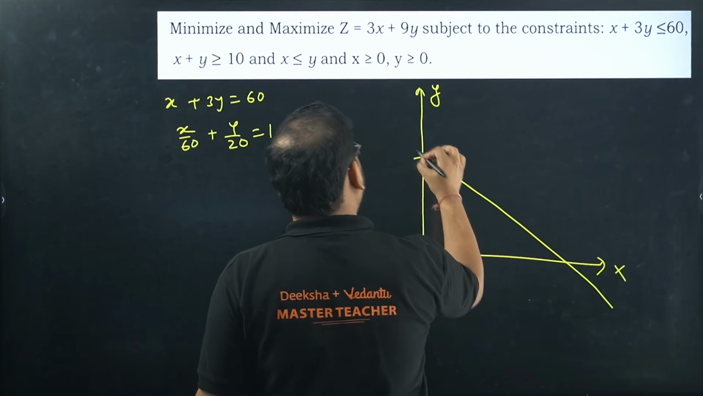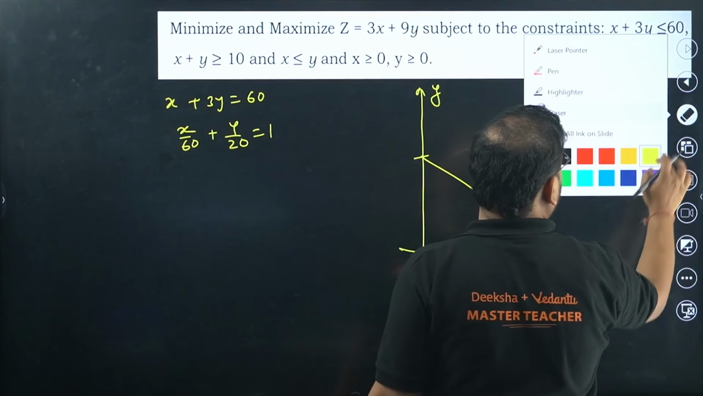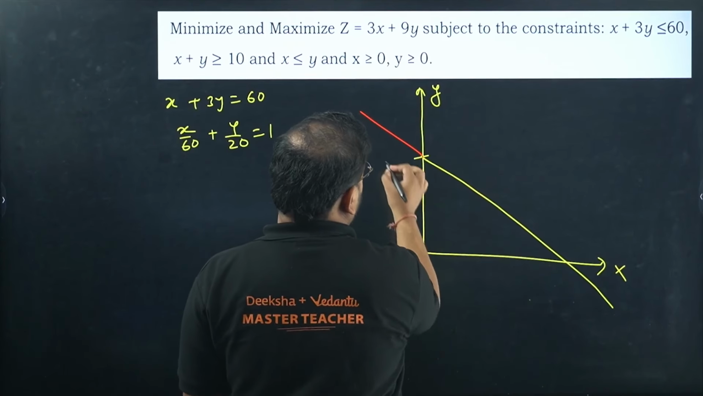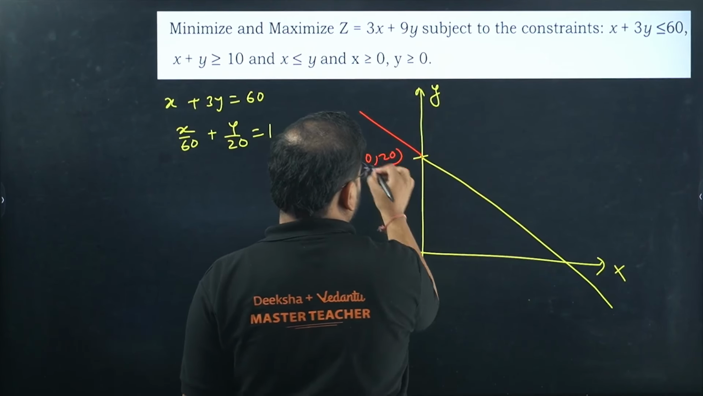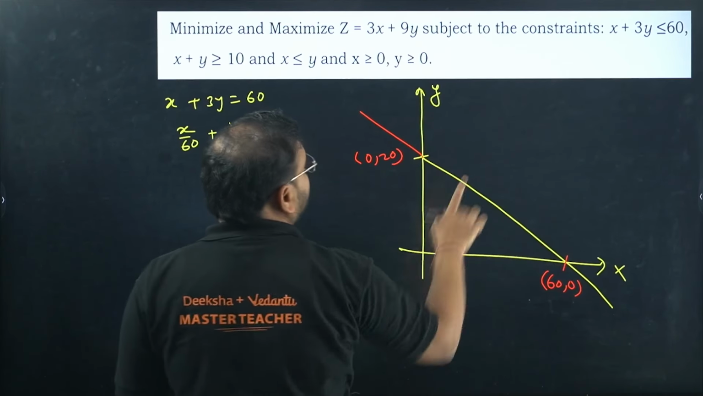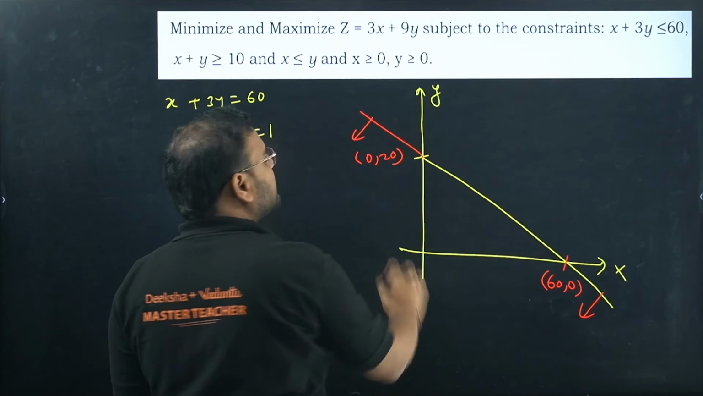Okay, that's my equation. It does not look like a perfect straight line. I'll try my best. Yeah, a little better. Okay, this is your point 0, 20 and this point is 60, 0. For the inequality, we have less than, which means I'm looking for the region below this.